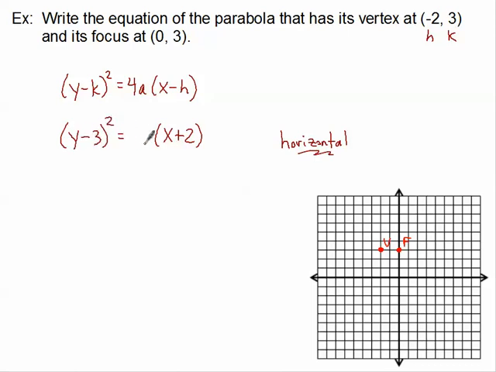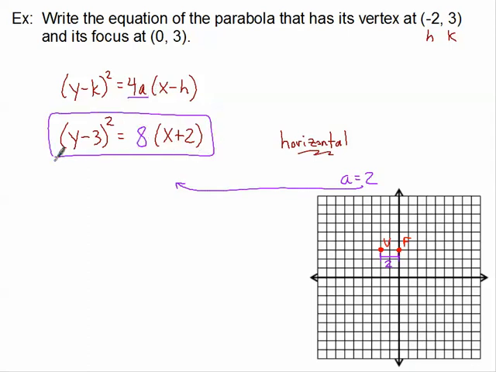Now we just need to figure out what 4 times a is. Well, a is basically given as well, because a, again, is the distance between the vertex and the focus. You do need to know if it's a positive or if it's a negative, and since we're opening to the right, that's the positive direction, a must be a positive 2. Since a is 2, we can plug that right into our equation here. 4 times a is 8, and we are finished. So some of these problems are pretty fast.